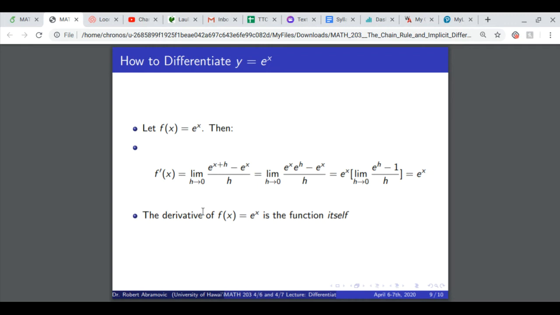The derivative of f of x equals e to the x is the function itself. If you differentiate e to the x, you get back the original function. So that's pretty cool. We haven't actually seen any functions like that before.